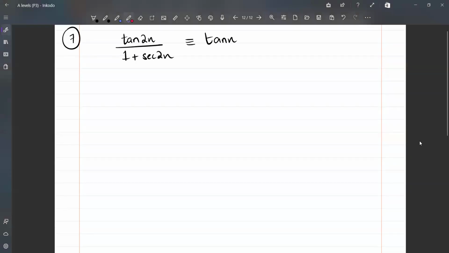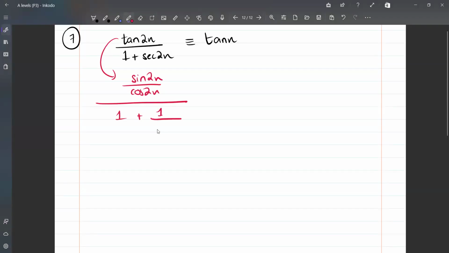So here we have it. So tan 2x upon 1 plus sec 2x is identical to tan x. All right. Tan 2x can be rewritten as sine 2x upon cos 2x, the whole thing divided by 1 plus sec 2x. So sec 2x is what? Sec 2x is 1 upon cos 2x. All right. So let's simplify this first.